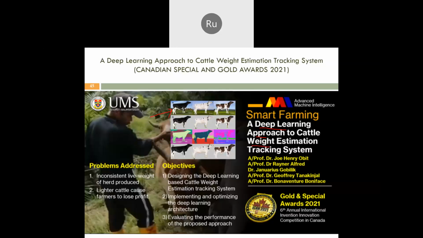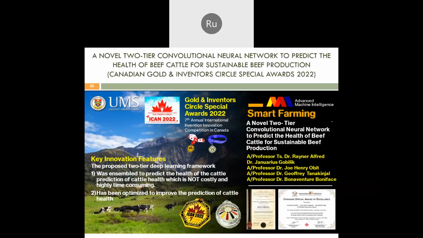Because for them to weigh the cattle, you need to make them queue and then go through this weighing scale system, and then they will be able to capture the weight just by bringing the cattle to the line in order to weigh them. So very time consuming. So in this project we proposed a deep learning approach to automatically estimate the weight of the cattle.